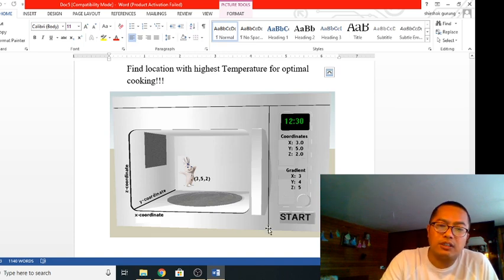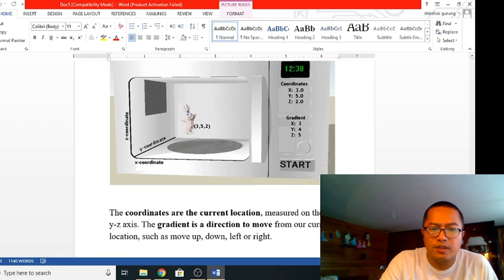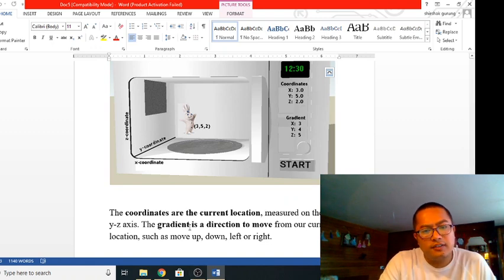Right. So you start off. How do you start off? You start off and you place this guy in a random location and it's cooking. And when you place him in a coordinate, say you place him at the coordinate 3, 5 and 2. Okay, so 3 is x and 5 is y. So x is how far to go right, y 5 is how far to go back, and 2 is z, how high to place it. So you are here, somewhere here. And at this coordinate, the gradient is calculated. So the gradient is 3, 4 and 5. Okay, just an example. So the coordinates are the current location measured on the x, y, z axes, and the gradient is the direction to move.